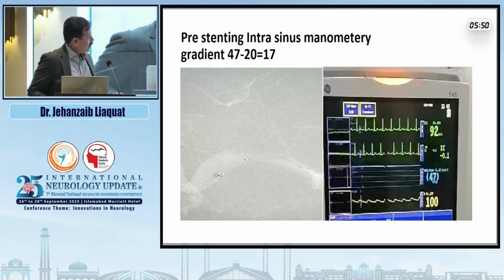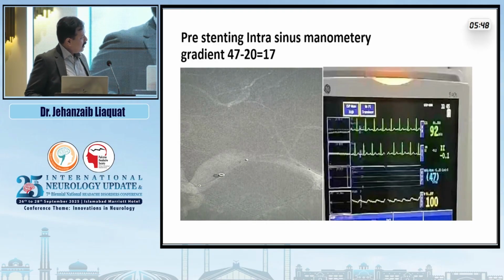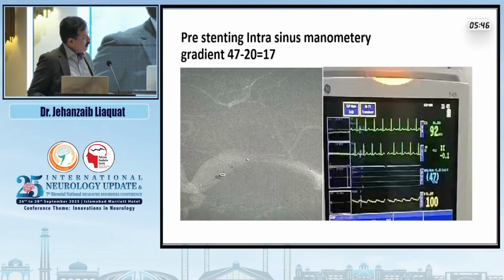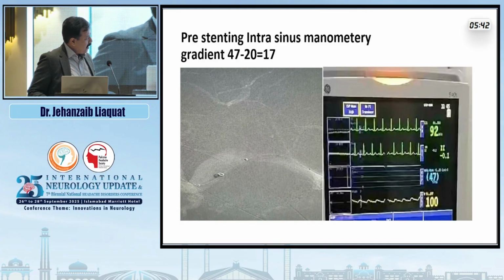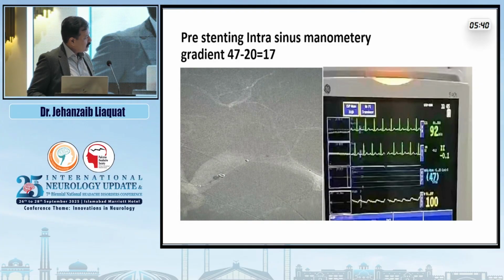So then what we did, this is how we measure the intrasinus pressure. This is the distal part of the catheter, which I am pulling back, and it is now crossing the stenosis. This is the distal part. This is distal to the stenosis. This part is proximal to the stenosis.